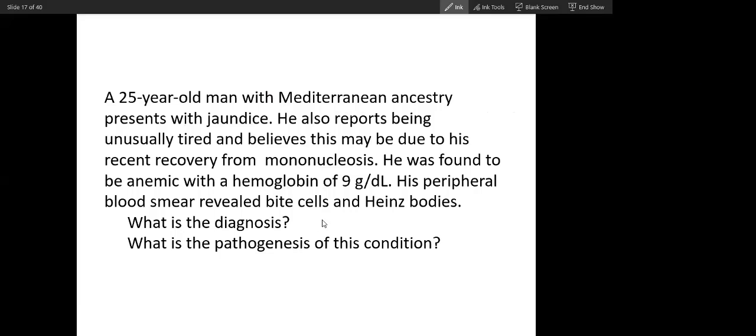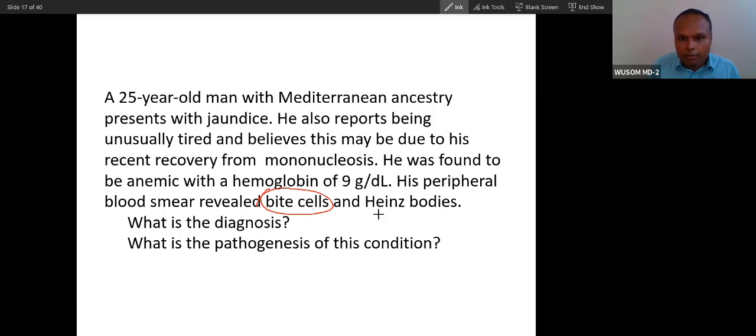G6PD deficiency. Whenever you see bite cells and Heinz bodies, it is very characteristic of G6PD deficiency. If the person is not exposed to oxidative stress, the person is fairly normal. A little bit of mild to moderate anemia will be there, but the patient will be normal. But when there is any type of oxidative stress, whether because of a drug or an infection or something else, the patient will actually have hemolytic anemia.